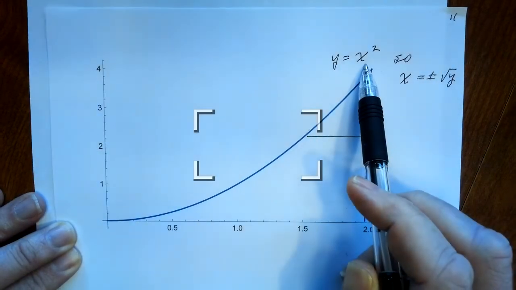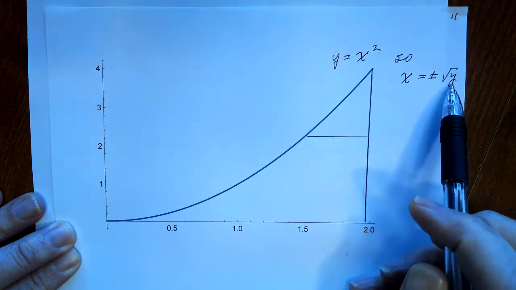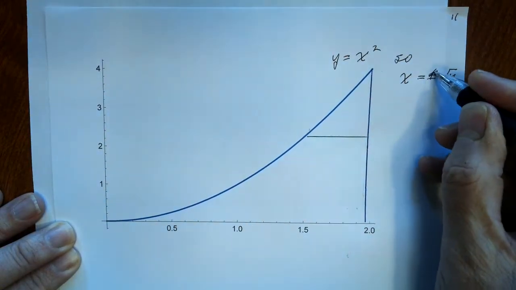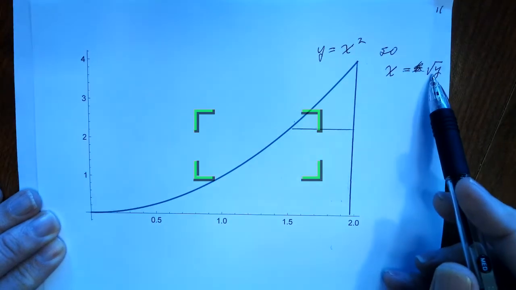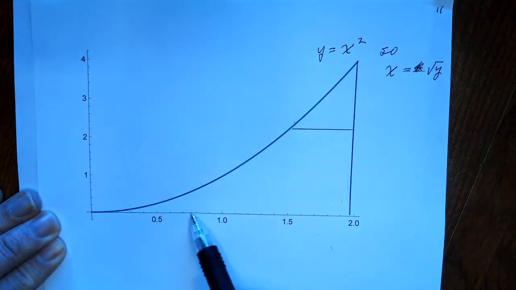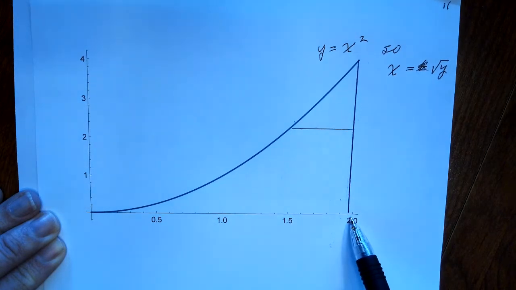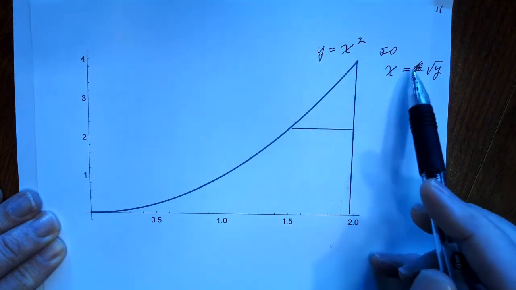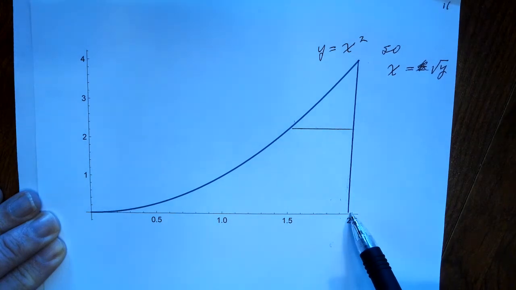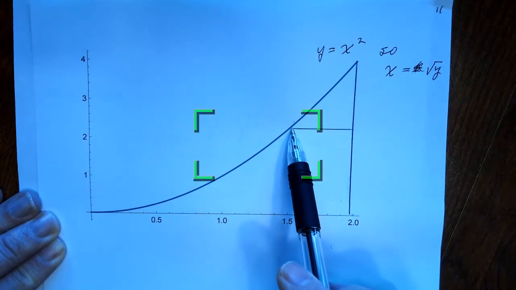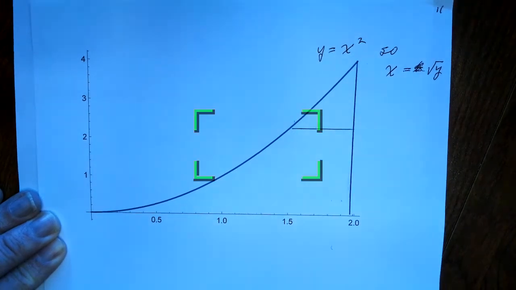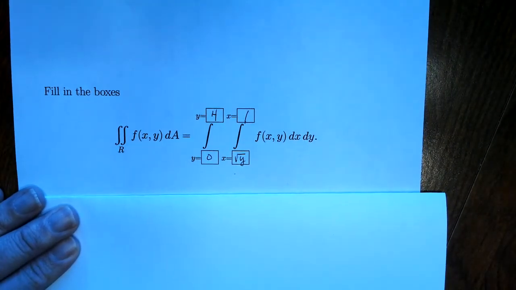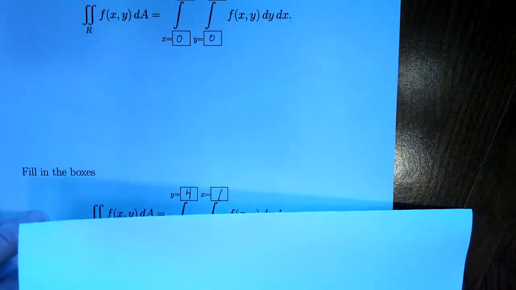We know that y is equal to x squared. If we solve that, we can get x in terms of y. x is equal to plus or minus the square root of y. Well, x has to be positive, so we're just going to look at the square root of y. Now notice that if y is 0, x is 0. If y is all the way up here at 4, we know that x has to be 2, which it is right there. So my lower endpoint is going to be x equals the square root of y, and my upper endpoint is going to be x equals 2.